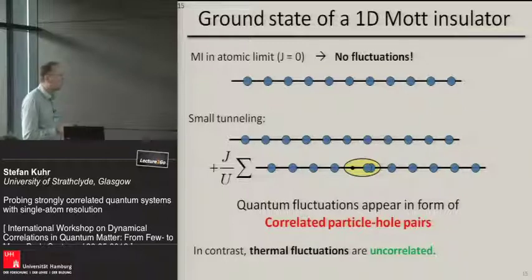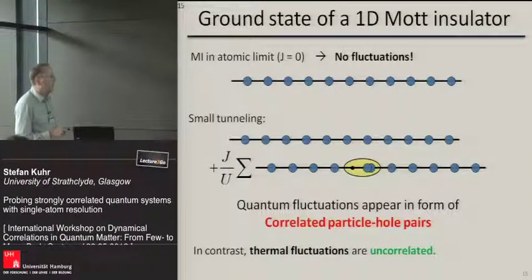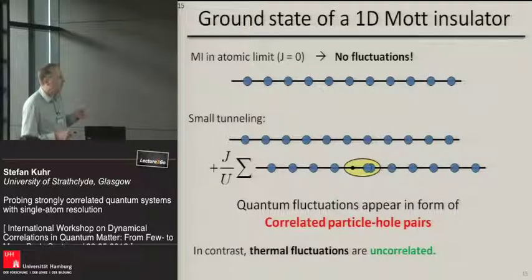However, when we allow tunneling, quantum fluctuations appear, and these quantum fluctuations lead to a virtual hopping of particles to another lattice site and back. And these quantum fluctuations lead to correlated particle-hole pairs. I call them particle-hole pairs in the following, as they are actually an empty site and a doubly occupied site. But throughout the talk, I call them particle-hole pairs. And these quantum fluctuations appear everywhere on every lattice site. So this sum runs over all lattice sites with a probability amplitude J over U. So this signifies the quantum state.